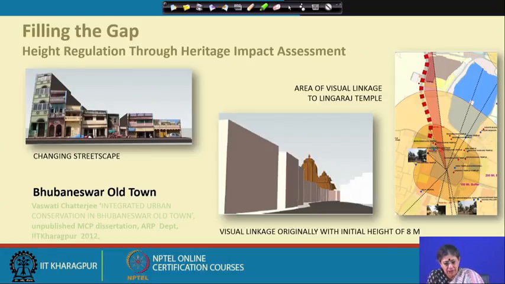Here, the area of visual linkage has been identified, and by giving different heights and different setbacks, a lot of simulation can be done to see how the Lingaraj temple is visible from the different access points, the major access points. To ensure that visual linkage, one can devise bylaws for the special area, and these types of exercises are required before framing the bylaws.